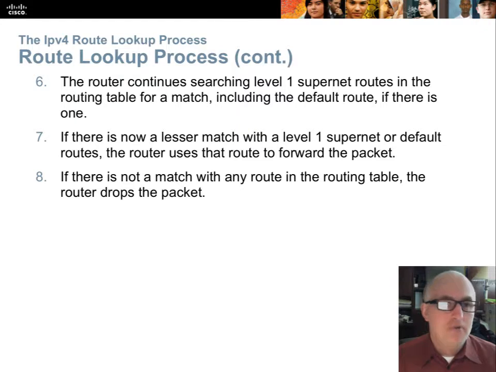The default route, sometimes called the route of last resort, is the last route the router will consider. So if there is a default route, it will definitely send it there. That's a catch-all route that is used at the end of the search. If there is now a lesser match with a level one supernet or default route, the router uses that route, and a lesser match would be the default route. If there is not a match with any route in the routing table, the router throws the packet away and goes on to the next one. So that's the process that would be followed.